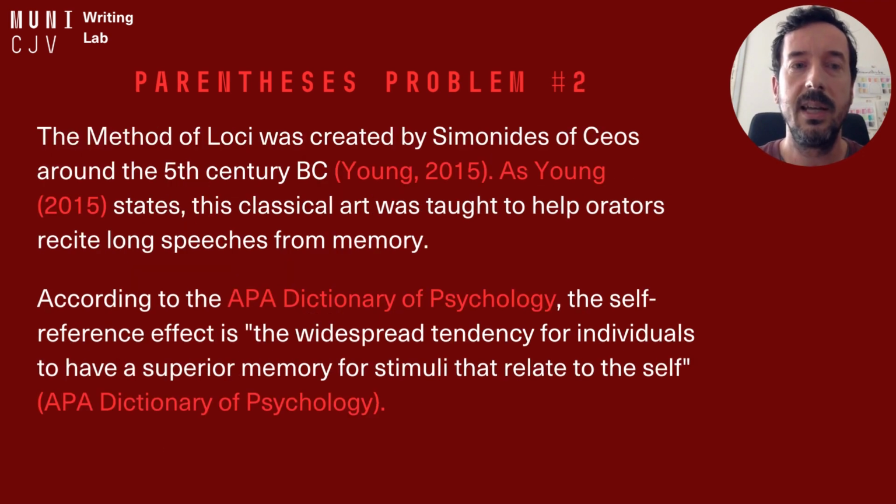Nope. Here's problem number 2, and this time I will read the 2 examples because I want you to hear the problem. The method of loci was created by Simonides of Chaos around the 5th century BC, Young 2015. As Young 2015 states, this classical art was taught to help orators recite long speeches from memory. And the second one: according to the APA Dictionary of Psychology, the self-reference effect is the widespread tendency for individuals to have a superior memory for stimuli that relate to the self. APA Dictionary of Psychology. Do you hear the problem?